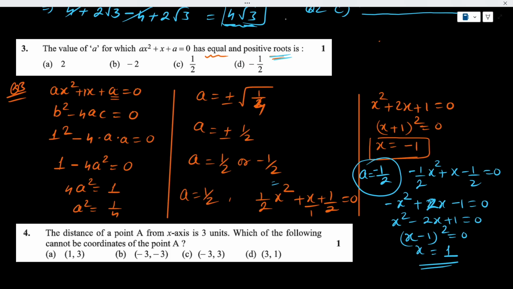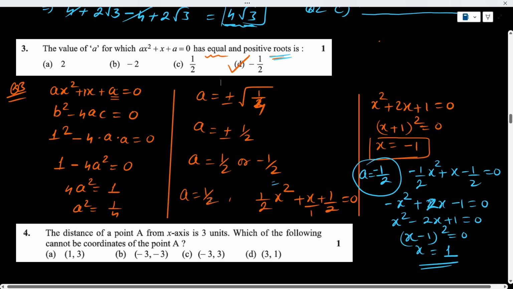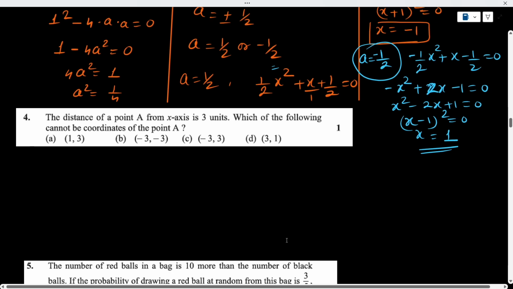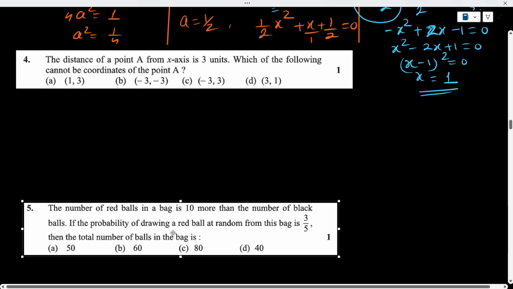So which option is the right option here? Option number D, right? So you will not take both positive and negative. Once you get the value of a, you need to substitute back and check whether you are getting positive roots, positive solution of the equation or not. Right, so this is your question number 3. Now let us go for the next question, question number 4.